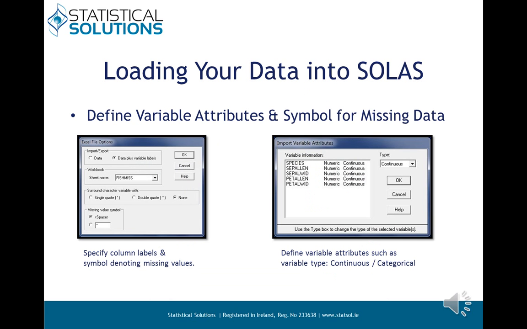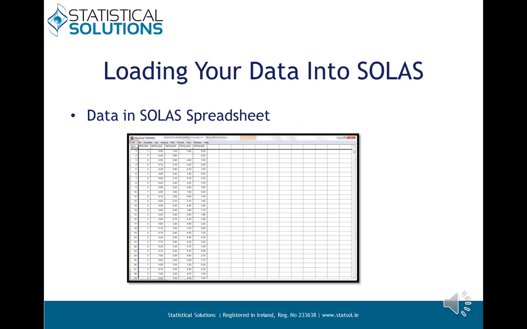Once you choose your file to be opened, SOLAS allows you to specify a number of options relating to that file, such as column labels and which symbol was used to denote missing values. You can also define variable attributes, such as whether a variable is continuous or categorical. Once you have specified these options, your data will appear in the SOLAS datasheet window.